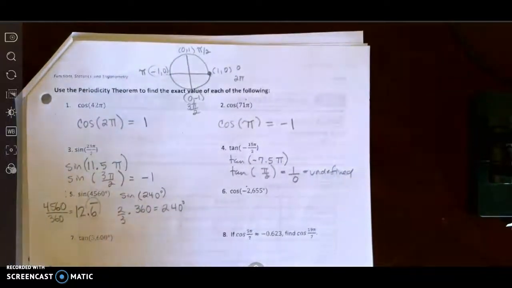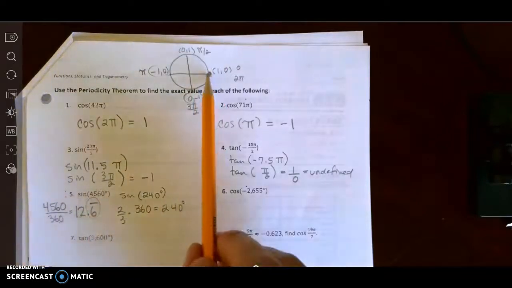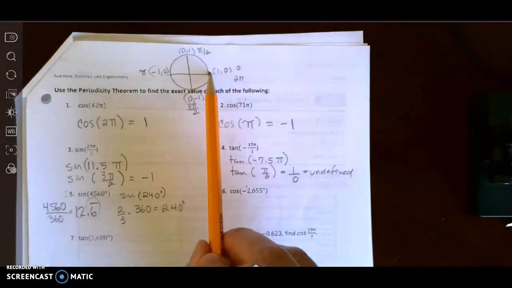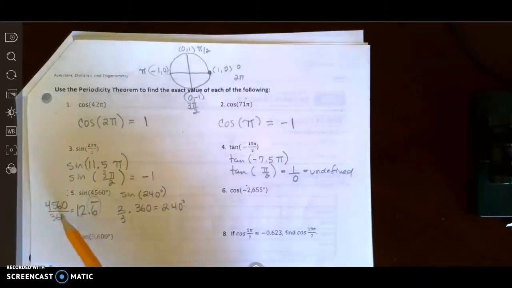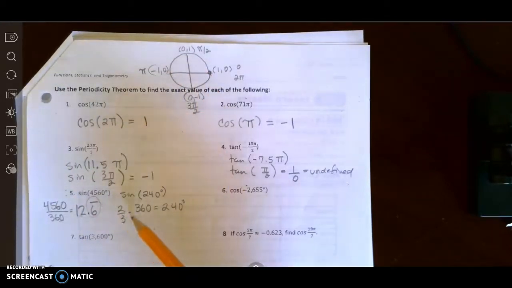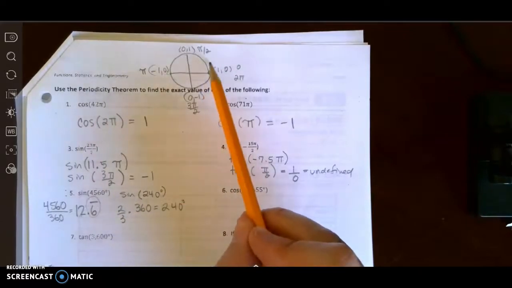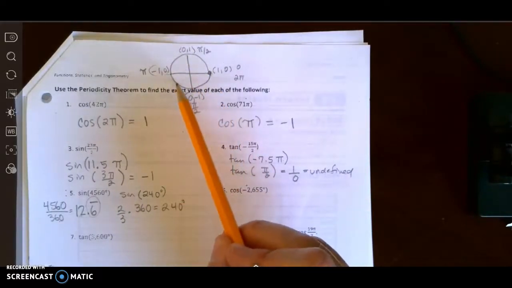Let's make sure we understand that. I divided and figured out that I had 12 full revolutions, and then 2/3 of a revolution is left over because I divided by 360. So 2/3 times 360 means I have another 240 degrees to travel. And that's what I'm taking the sine of.